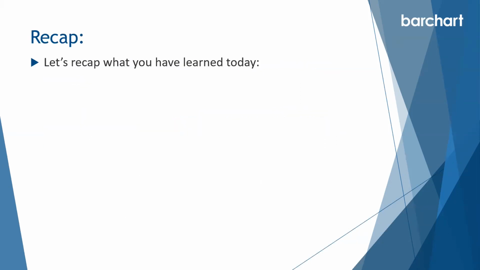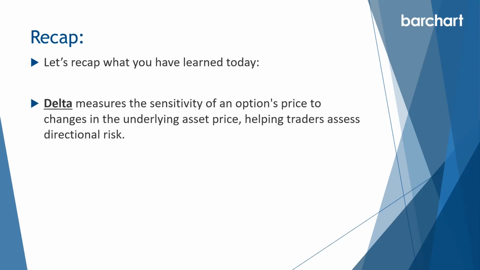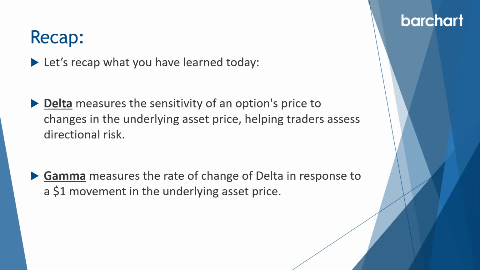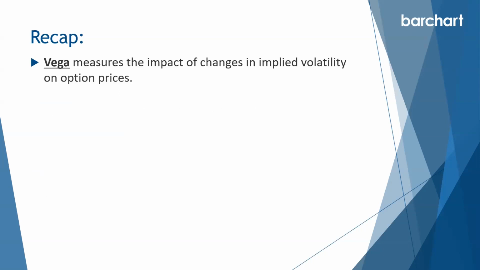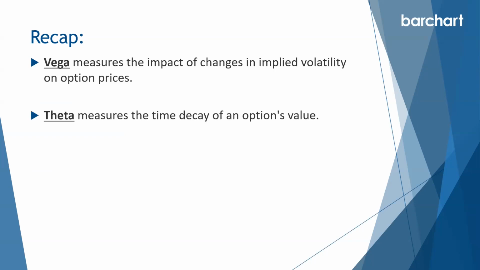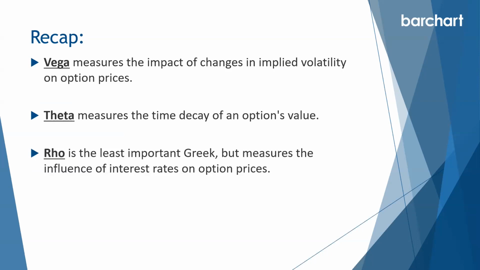So to recap what we've learned today, delta measures the sensitivity of an option's price to changes in the underlying asset price, helping traders assess directional risk. Gamma measures the rate of change of delta in response to a $1 movement in the underlying asset price. Vega measures the impact of changes in implied volatility on option prices. Theta measures the time decay of an option's value. Rho is the least important Greek, but measures the influence of interest rates on option prices.